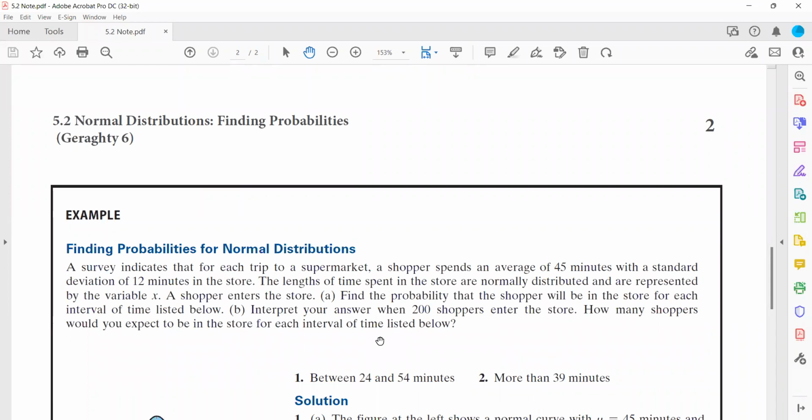So first of all, you have a shopper coming to the store and they spend between 24 to 54 minutes. What is that probability? You are opening a store and you're expecting to calculate this. How many shoppers will be in the store? Does the store have the capacity to hold all of those shoppers in the store for 24 to 54 minutes? What if a shopper enters the store and spends more than 39 minutes? What is that probability?